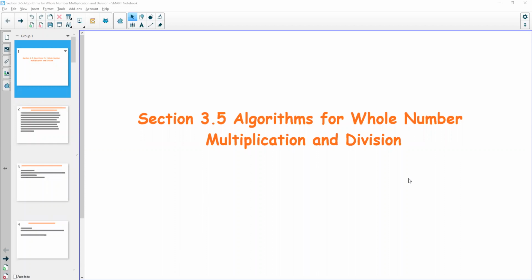Hi, everybody. Welcome to 3.5, which is sort of a mirror to 3.4 in that it's the same kind of conversation. We're talking about algorithms, but here we're going to talk about multiplication and division. We're also going to talk about exponents early in this section just because that fits in with the idea of multiplication.